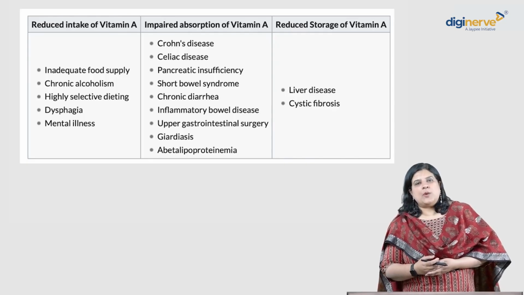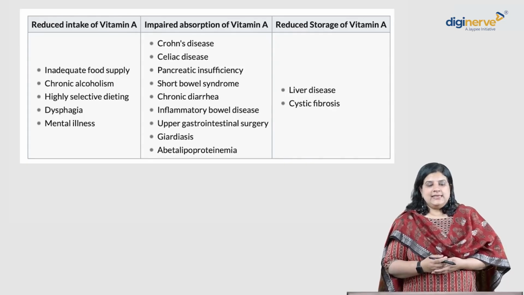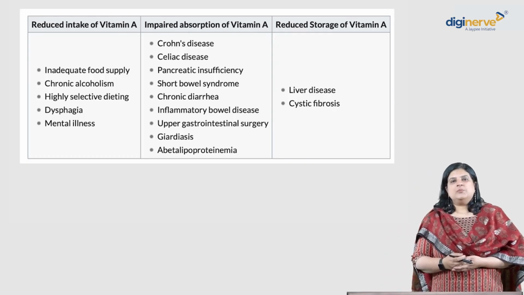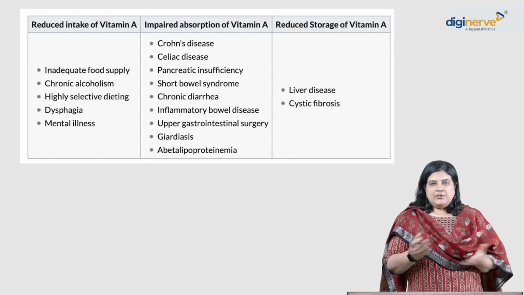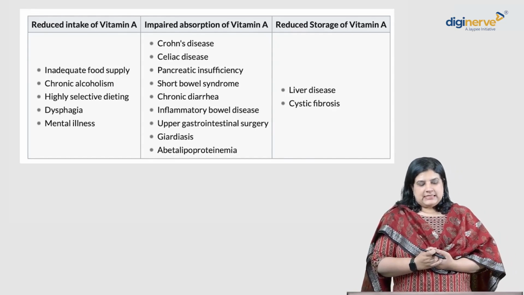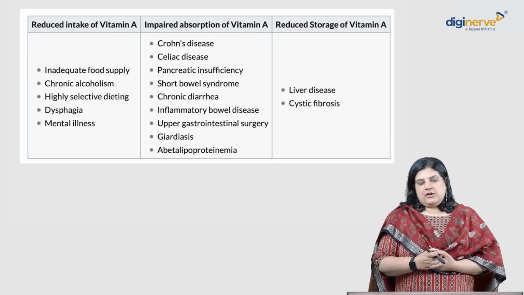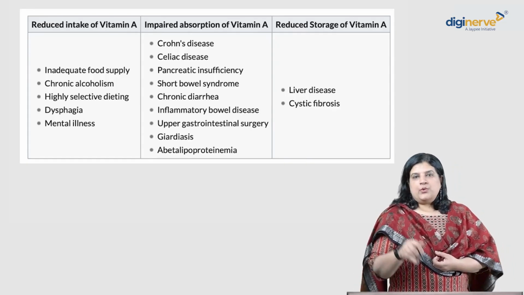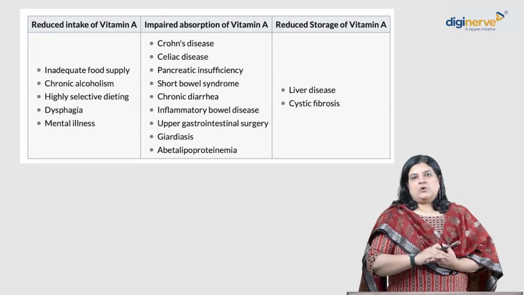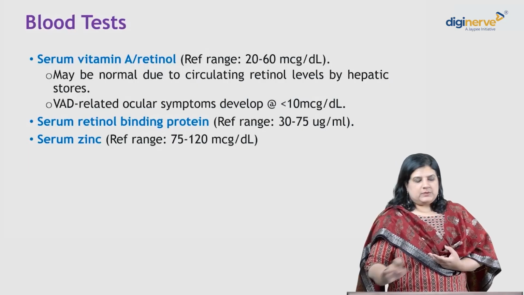The impaired absorption of vitamin A would be because of diseases like Crohn's disease, celiac disease, pancreatic insufficiency, short bowel syndrome, patients with chronic diarrhea, inflammatory bowel disease, upper GI surgery, giardiasis, and abetalipoproteinemia. And the reduced storage of vitamin A would either be because of liver disease or cystic fibrosis. So, this question can fit into your medicine, your pediatrics, pathology, and ophthalmology. So, you need to know this.